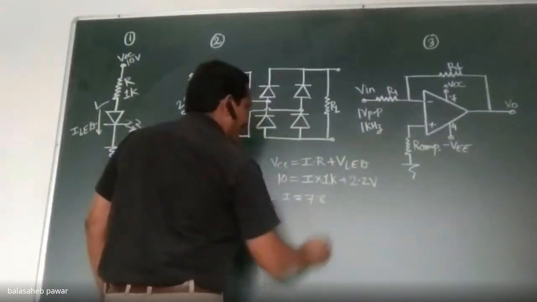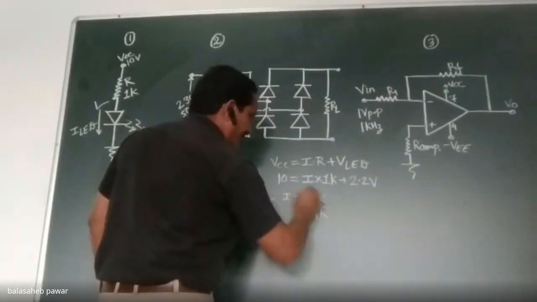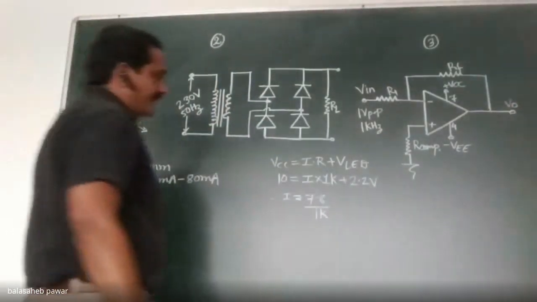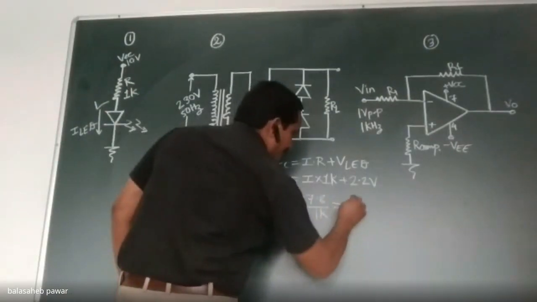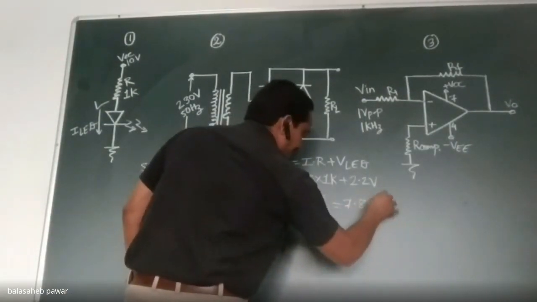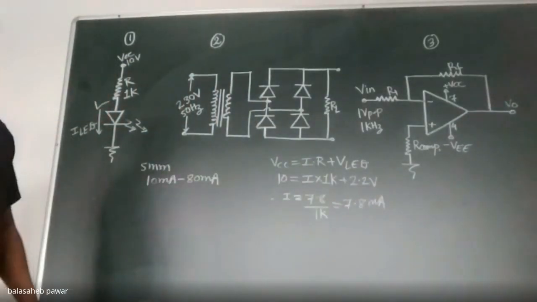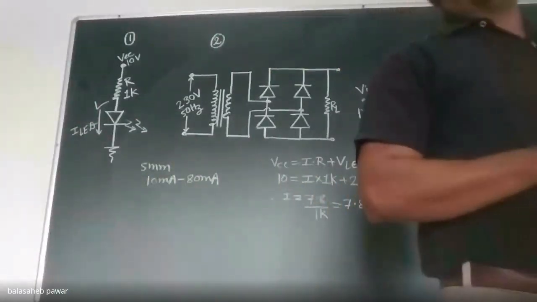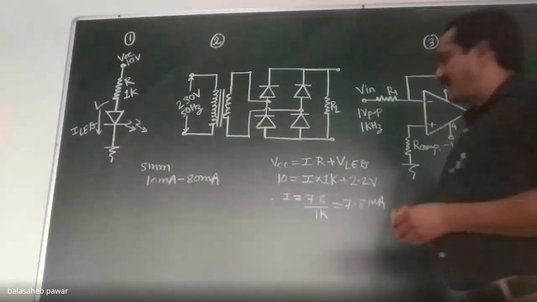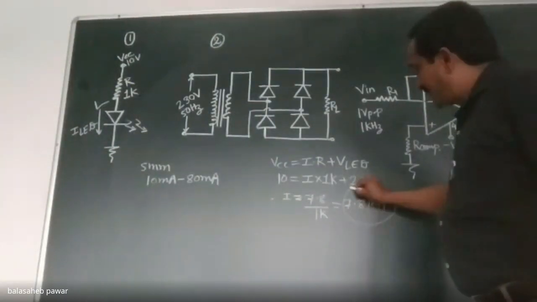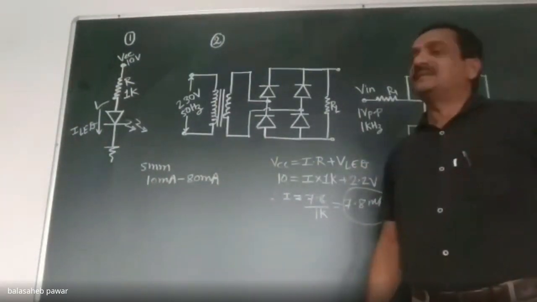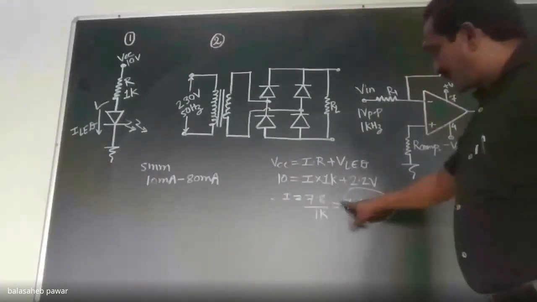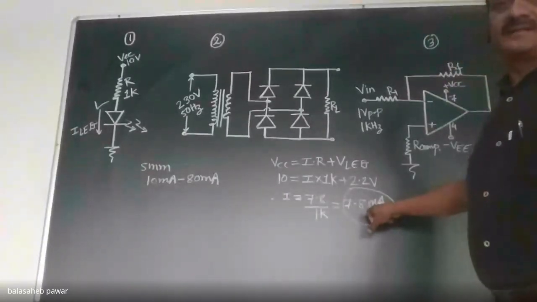divided by 1 kilo ohm. Am I right? I equals 7.8 divided by 1K, so it will be equal to 7.8 milliamperes. Yes or no? Is it okay? The value of the LED current will be 7.8 milliamps. That we will be able to check using our simulation software. So before going to the actual implementation, just try to find out whether it is okay or not.